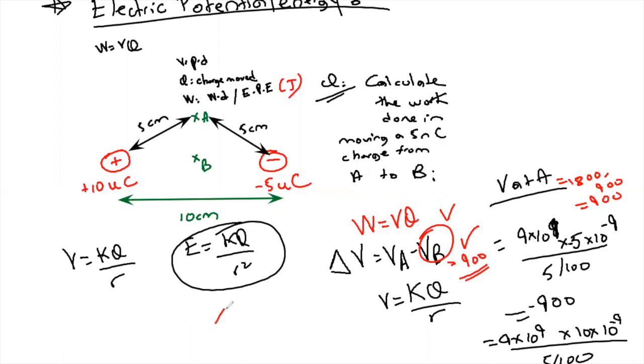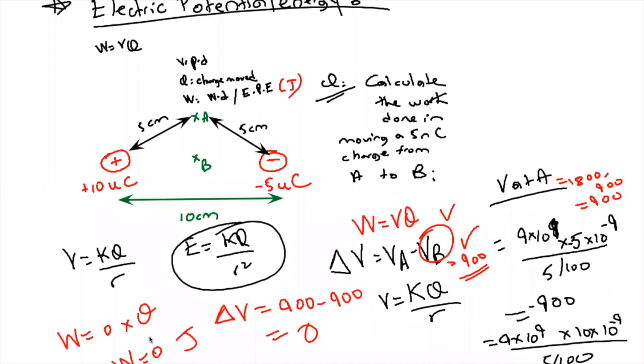Okay, now you would subtract these two. This would be 900, and this would be 900. What is 900 minus 900? Come on, basic math. It's 0, right? Now, plug this value into the formula, and you would get 0 times Q. And what's the answer? 0. So the answer is simple, 0 joules. Nothing complicated. The answer is 0. You would be doing no work in moving a charge from A to B.